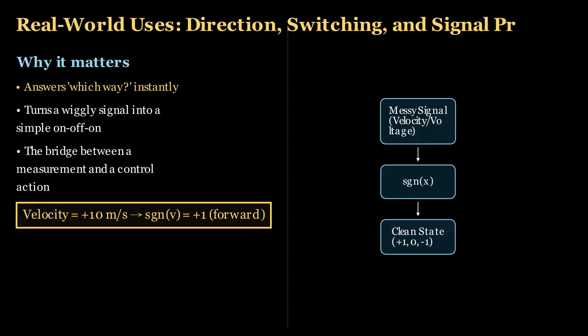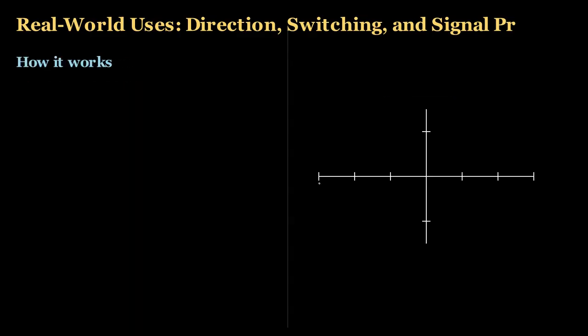Picture a car moving along a straight road. We plot its velocity over time. For the first few seconds, the velocity is positive, say a steady +5 meters per second. The car is moving forward. Then the driver brakes, comes to a brief stop where velocity is 0, and then starts reversing, giving a negative velocity, like -3 meters per second.